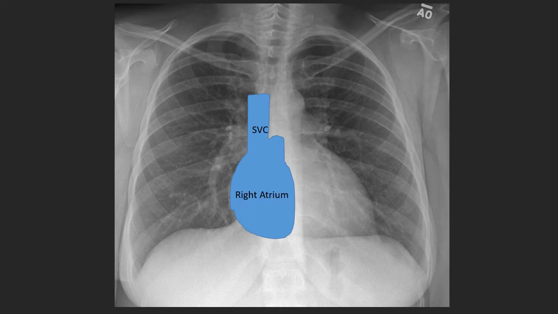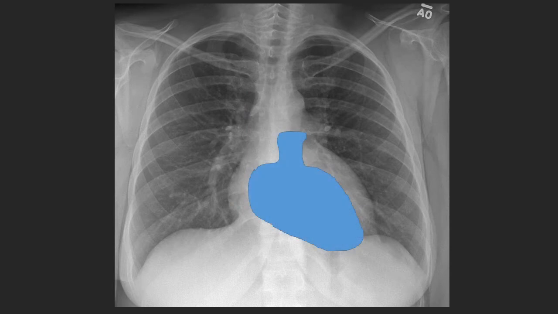This will then dump blood into the right ventricle, which is centrally located in the heart. And notice how the right ventricle does not form a cardiac contour on a normal frontal radiograph. The right ventricle will then give blood into the pulmonary artery, which will circulate in the lungs and return into the heart into the left atrium.